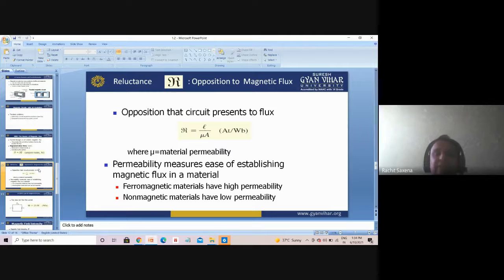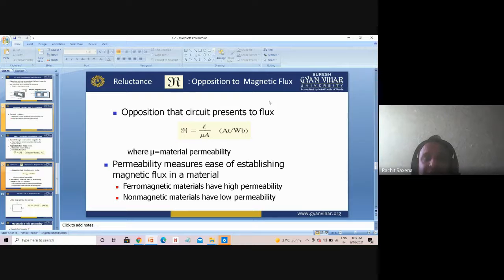Now next, reluctance. Reluctance is similar to resistance in the electrical field. What is it? It is basically opposition to the magnetic flux. Or in a simple way, we can say it is the property of magnetic material which opposes the creation of flux.